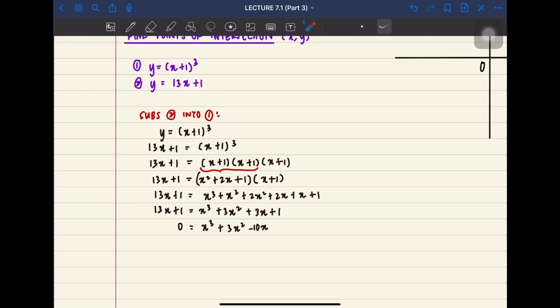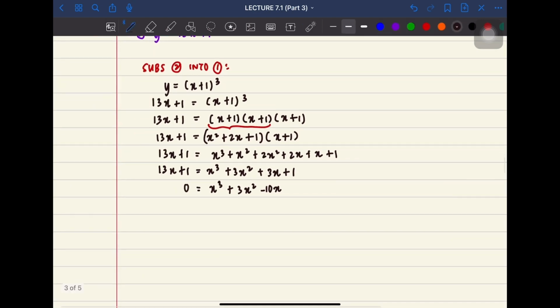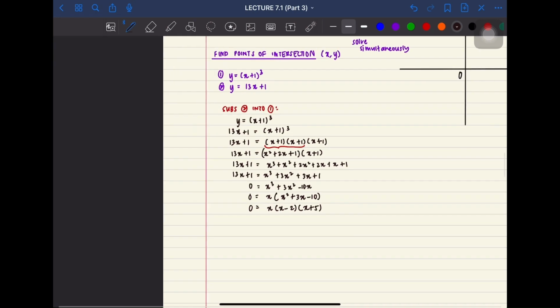So bila cubic tak boleh terus pakai calculator guys, cannot. Okay, quadratic saja boleh terus pakai calculator. So what can we do here? Actually kita boleh bawa keluar ada benda yang sama, which is x. So bawa keluar x, so yang tinggal dekat dalam adalah x square tambah 3x tolak 10. Okay, so and then we have quadratic over here. So yang ni baru boleh tekan calculator. Okay, so you gotta have x minus 2 and x plus 5.